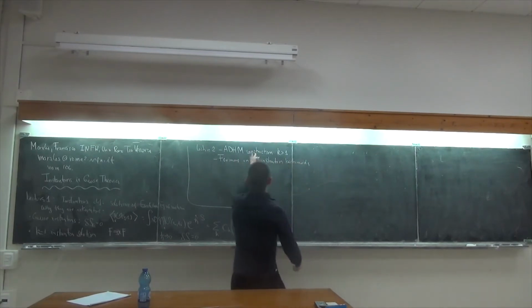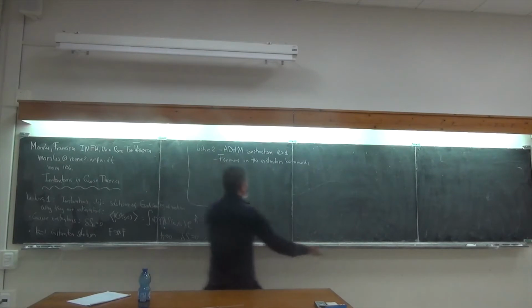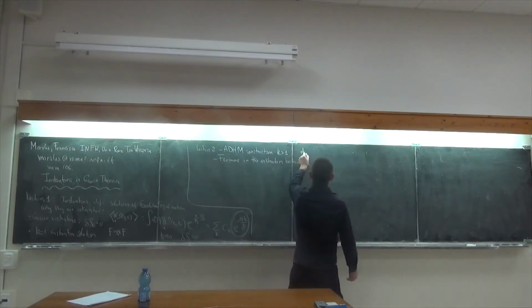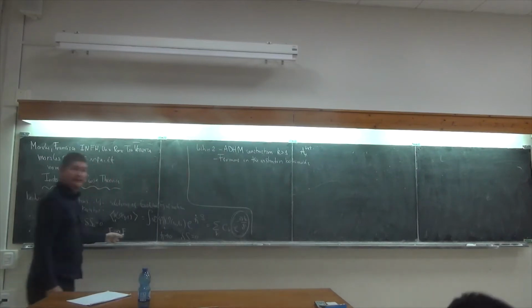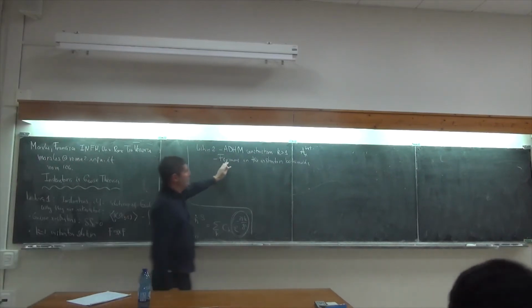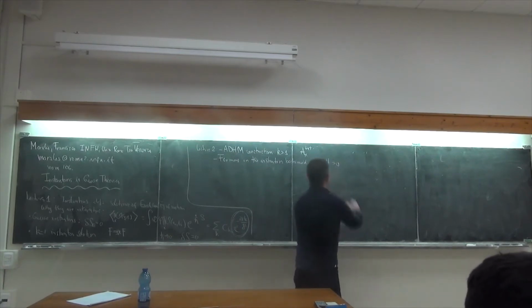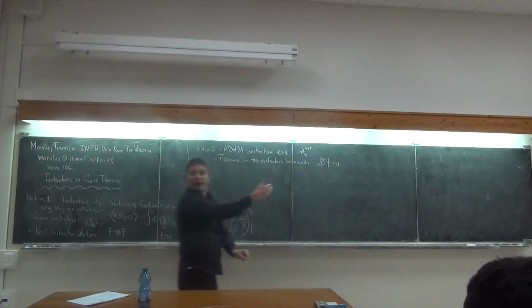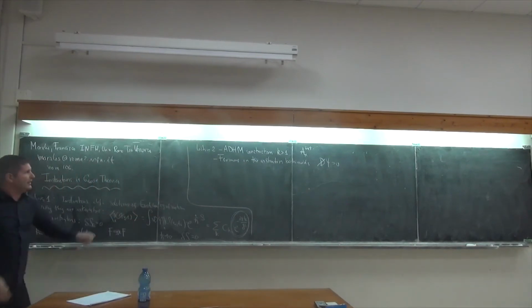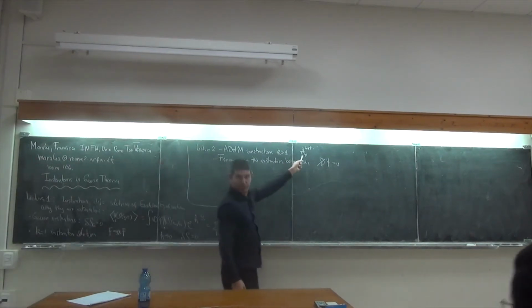Okay. An instanton is a connection, A_N, such that the curvature is self-dual. What are fermions? Fermions are solutions of the Dirac equation, but now this covariant derivative will be a covariant derivative with A, the connection of the instanton.